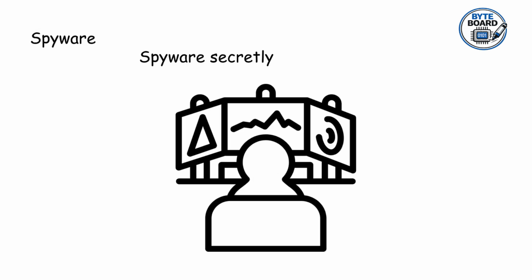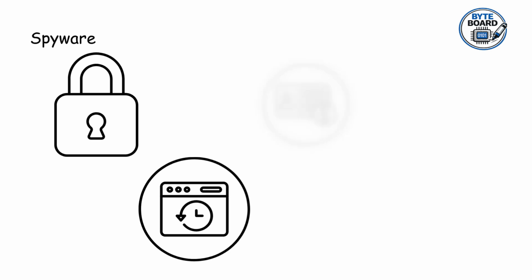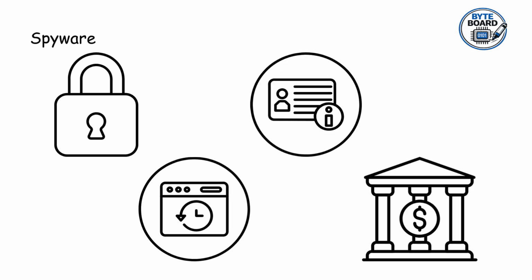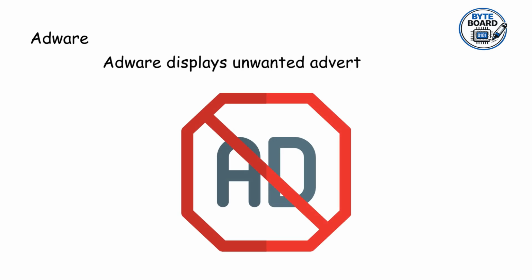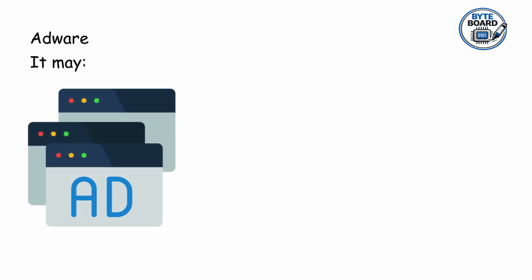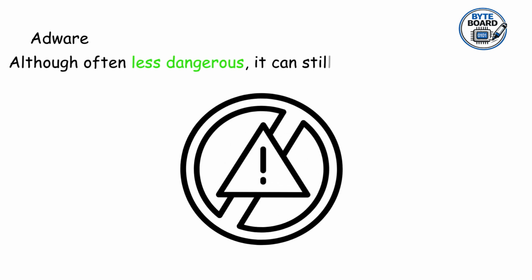Spyware. Spyware secretly monitors users. It may collect passwords, browsing history, personal information, banking details. The user often doesn't know it is running. Adware. Adware displays unwanted advertisements. It may open pop-up ads, redirect browsers, track user behavior. Although often less dangerous, it can still be annoying and harmful.